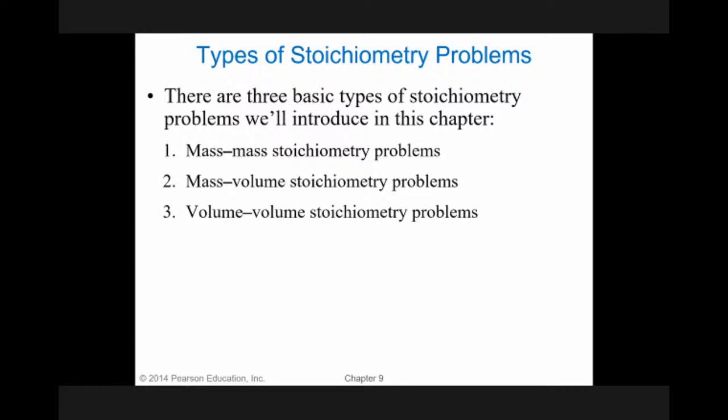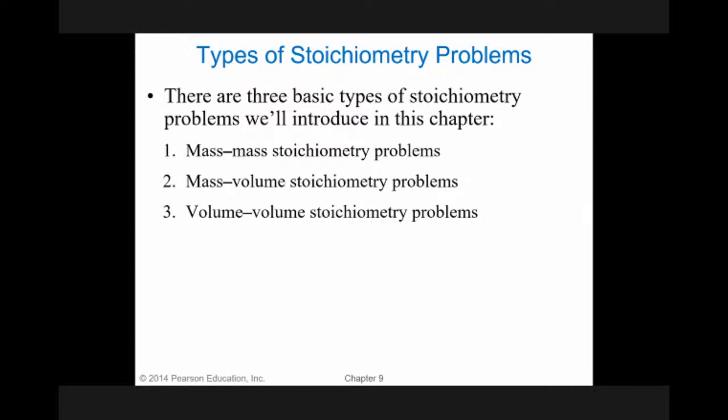There are three basic types of stoichiometry problems we introduce in this chapter, and pay attention, three of them. You give it a mass and you go into a mass. You give it a mass and you go into volume. You give it a volume, you go into volume. Three major stoichiometry problems. Now we're going to go through them this morning. So take a deep breath, tighten your belt, drink some water, and be ready.